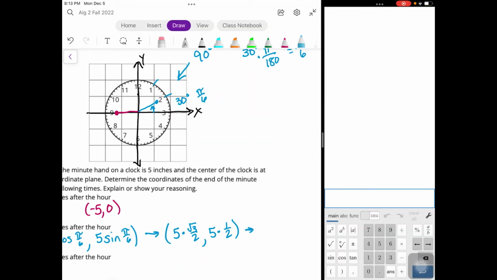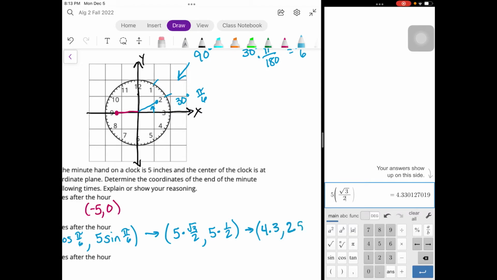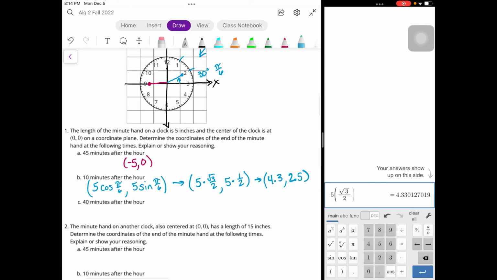So if we put that in the calculator, we get 5 times the square root of 3 divided by, no, go back. Oh, that's not what I wanted. Let's move that up there. Let's do parenthesis square root of 3, and then move that cursor out, and then divide by 2. There we go. So that is about 4.3. And then 5 times 1/2 is just 2.5. All right, so that's how you could write that one.